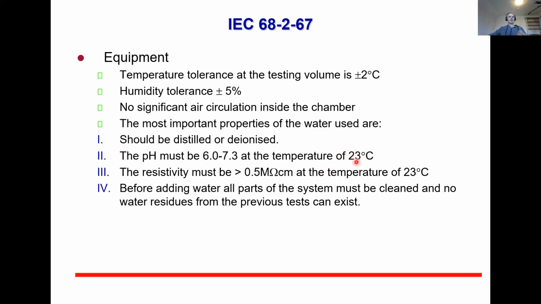at the temperature of 23 degrees centigrade, and the resistivity of the water must be at least 0.5 megaohm centimeter at this temperature. This is coming from the amount of impurities in the water. That's the reason that one uses distilled or deionized water. And of course, always before you start the system, you need to clean the walls and everything so that no residues from the previous test are there, which could affect these purity values.